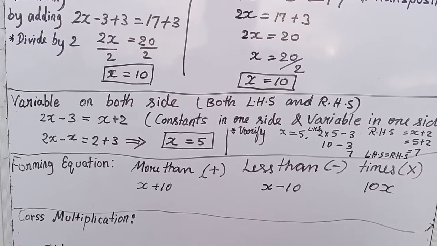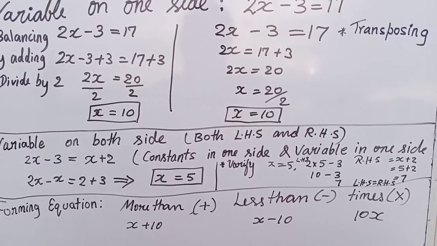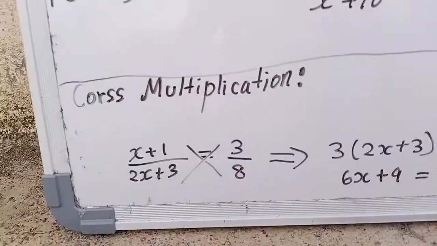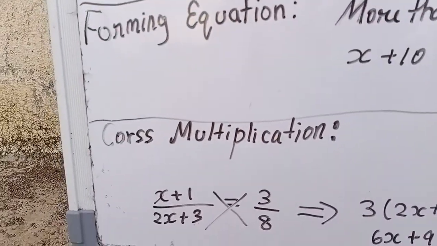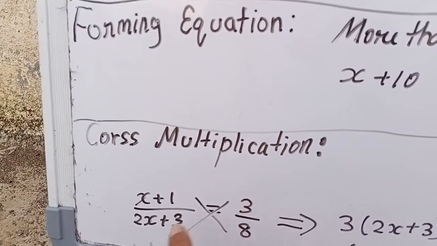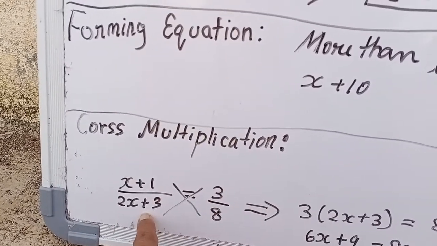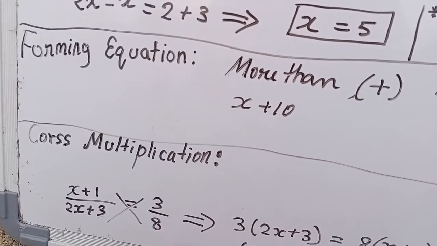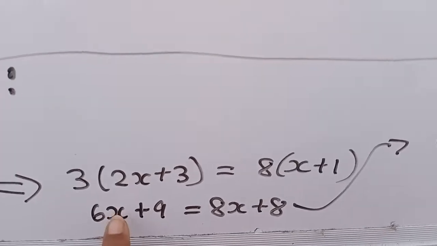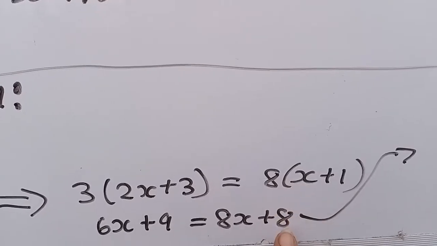The next one is cross multiplication. If the given equation is in the form of p by q, or in the form of a fraction like this, what can we do? That time we have to cross multiply. That's why I have put the cross sign here. Cross means multiplication. So 3 into 2x plus 3, and 8 into x plus 1. So 3 twos are 6, 3 threes are 9, 6x plus 9 and 8x plus 8.